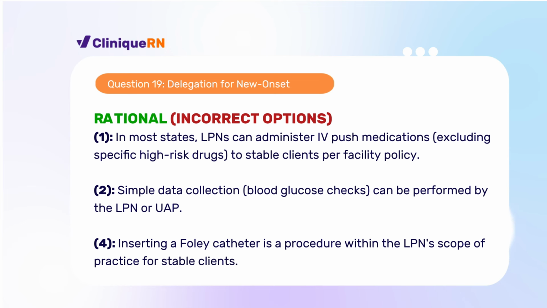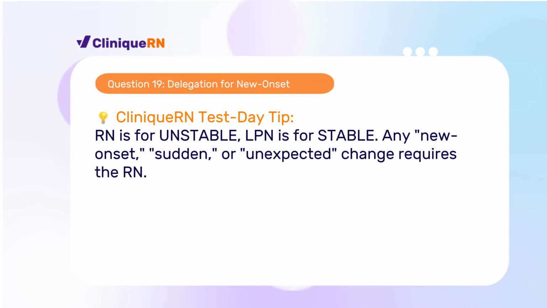Incorrect options. 1. In most states, LPNs can administer IV push medications, excluding specific high-risk drugs, to stable clients per facility policy. 2. Simple data collection, blood glucose checks, can be performed by the LPN or UAP. 4. Inserting a Foley catheter is a procedure within the LPN scope of practice for stable clients. Clinique RN Test Day Tip. Remember, RN is for unstable, LPN is for stable. Any new onset, sudden, or unexpected change requires the RN.